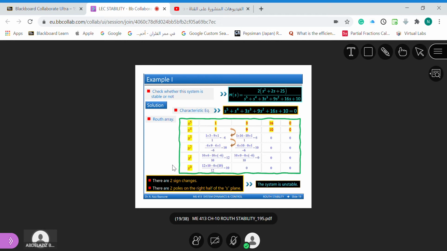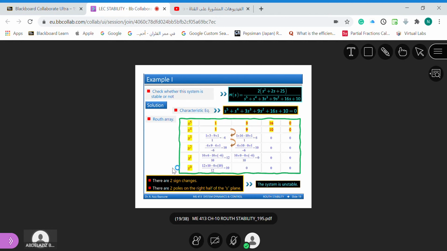So how to calculate this? How to calculate S3? We take this times this, 1 multiplied by 3, minus 1 multiplied by 9 over 1. We got -6. 1 times 3 minus 9 times 1 divided by 1 is -6. انتهينا من هذا. Now next one, this one. And this one will be 1 times 16 minus 1 times 10 divided by 1. This will be 6. So this one will be 1 multiplied by 0 minus 0 times 1 divided by 0. This is not important. So for calculation, concentrate on this one.